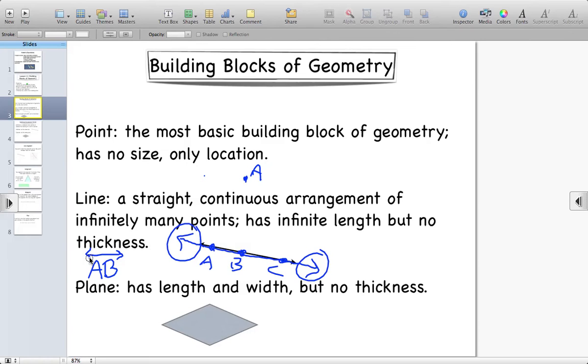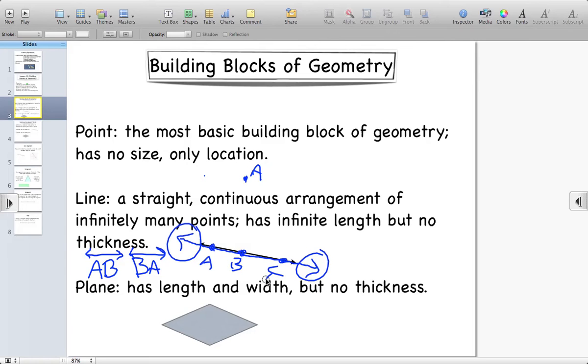So again, this tells me that I'm talking about line AB. I can pick any 2 points on the line. The order does not matter when we're talking about a line, since there are no endpoints to give us a stopping point. So I can pick any 2 points. I could have said AC, I could have said CA, BC, CB, etc., etc.